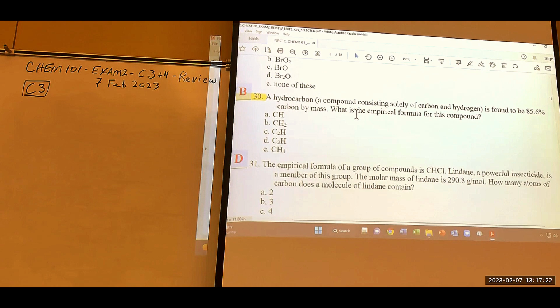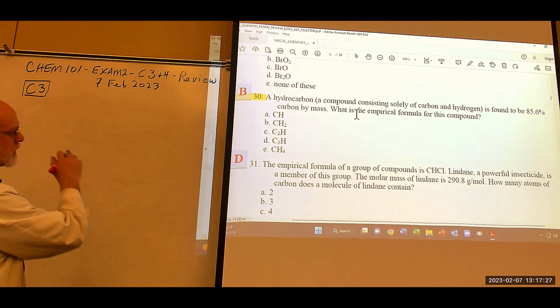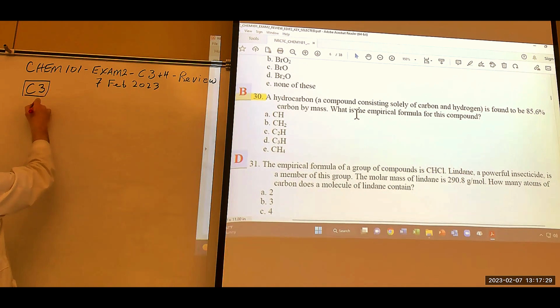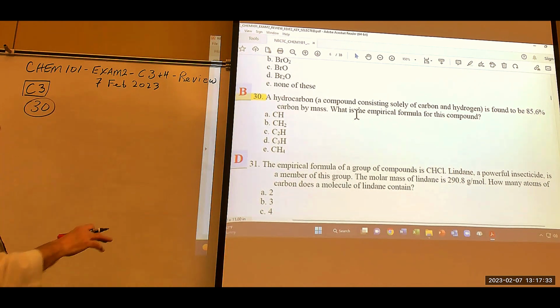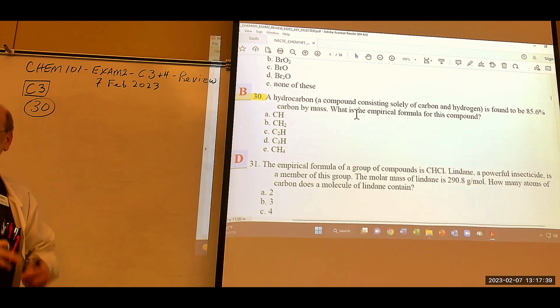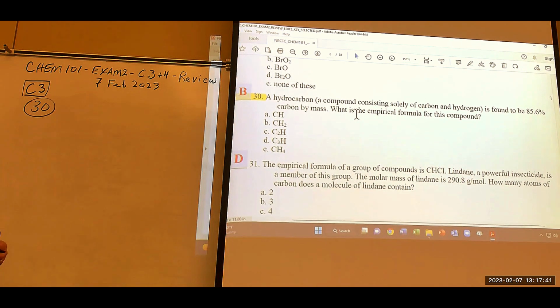Okay, an empirical formula problem. This one should be pretty quick because it's only got 2 elements in it: carbon and hydrogen only. That's why we call them hydrocarbons, hydrogen and carbon. That's it. 85.6% carbon. So how much hydrogen is it? 14.4, I think.